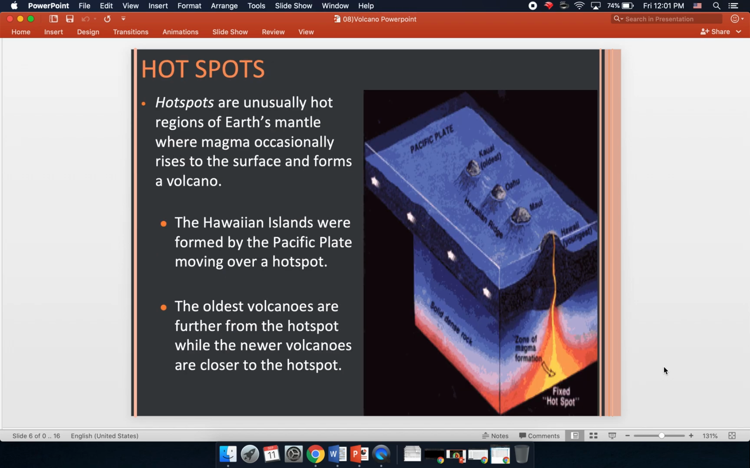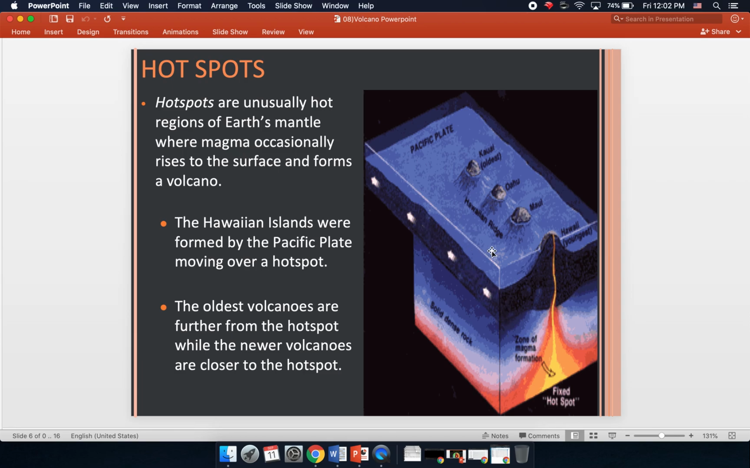All right, hot spots are unusually hot regions of Earth's mantle where magma occasionally rises to the surface and forms a volcano. So these are volcanoes that are not located on a plate boundary. These can occur in the middle of a plate. The Hawaiian Islands were formed by the Pacific plate moving over a hot spot, such as you see in the picture. In this picture, you see these arrows, and they indicate that the plate is moving in that direction.